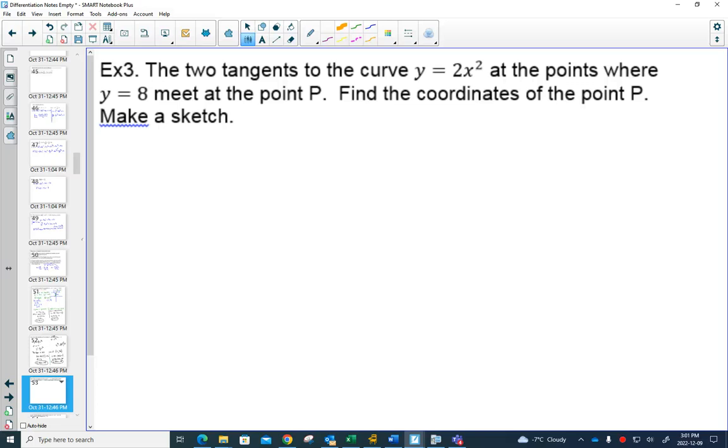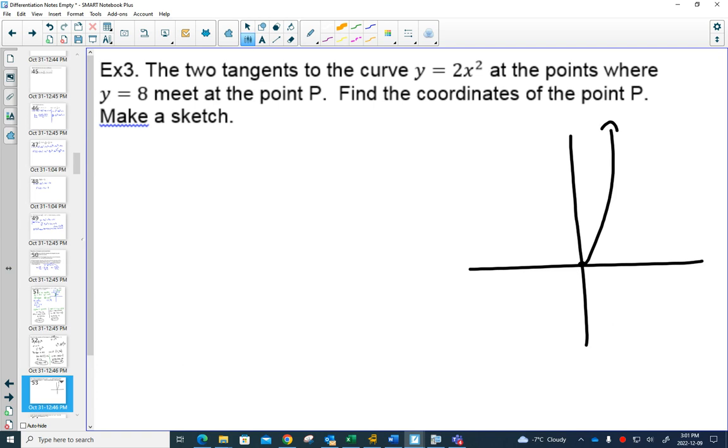So it says make a sketch. Often, that's a very good thing to do at the beginning. Y equals 2x squared. Can you see that that's a parabola with vertex at 0? Go. Plug in 1.